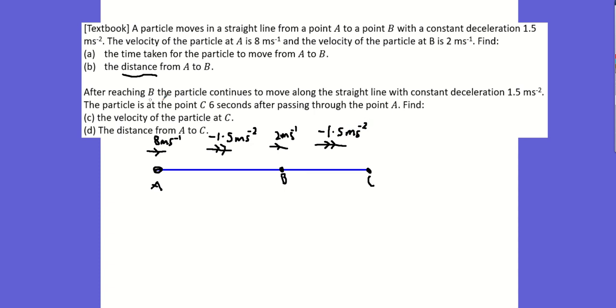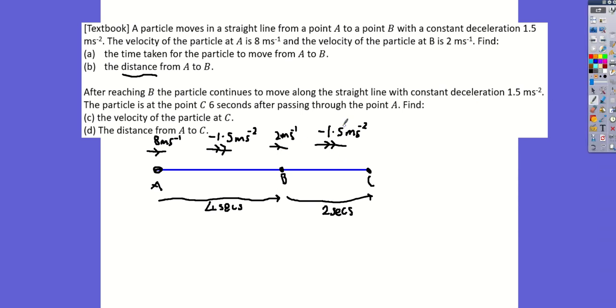Okay, and then the particle is at the point C 6 seconds after passing through the point A. So from the previous part of the question, we've worked out that A to B has taken us 4 seconds. So that leaves another 2 seconds to travel from B to C to make it up to 6. Let's see if I can write six better this time. Okay, I've got all the things I need for that part of the diagram.